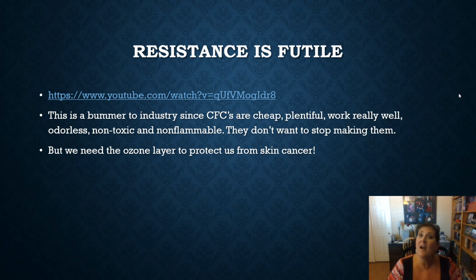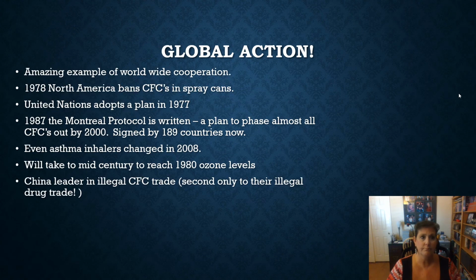Okay, they don't really care about the ozone hole. They just want to keep their jobs and keep building CFCs. So we got a problem. We need the ozone layer to protect us from skin cancer, but these people want to keep making CFCs so that they'll have a job. So the world had to come together and retool. This is a great example of global action and worldwide cooperation.